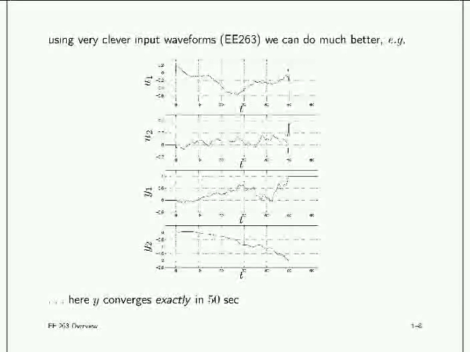Now, what I want to say about this is no one could look at these input signals and say, oh yeah, I was just about to try that. These are not obvious. You have to know what you're doing to come up with signals like this. This is the kind of thing you can do after you take 263 that you couldn't do before. This is one of them.